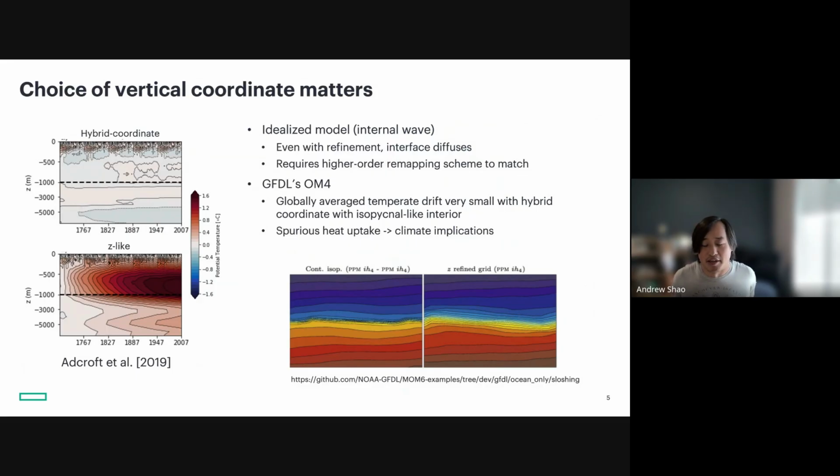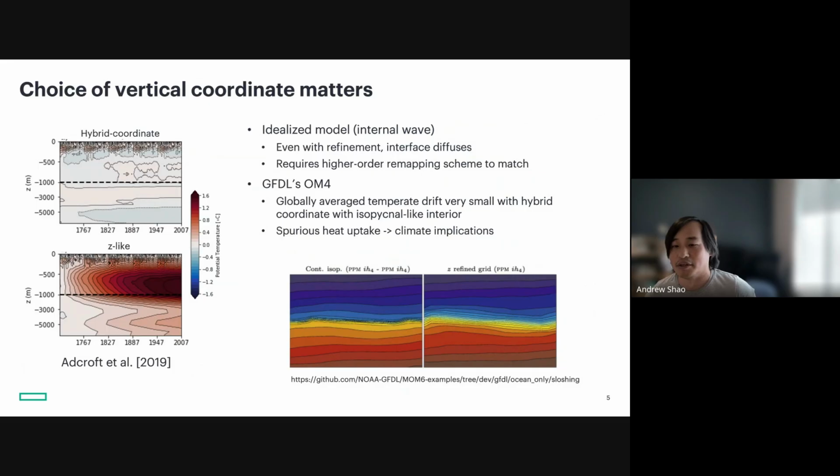You can see this even more, you can see this in idealized cases as well. If you look at the bottom right-hand corner, this is essentially just a wave that's passing through this domain, and there's a sharp interface near the center of the domain. You compare what an isopycnal-like model does on the left-hand side and the Z-like coordinate that's been refined near the center of the domain on the right-hand side. And as you can see, at around the same amount of time, that sharp interface is diffusing.